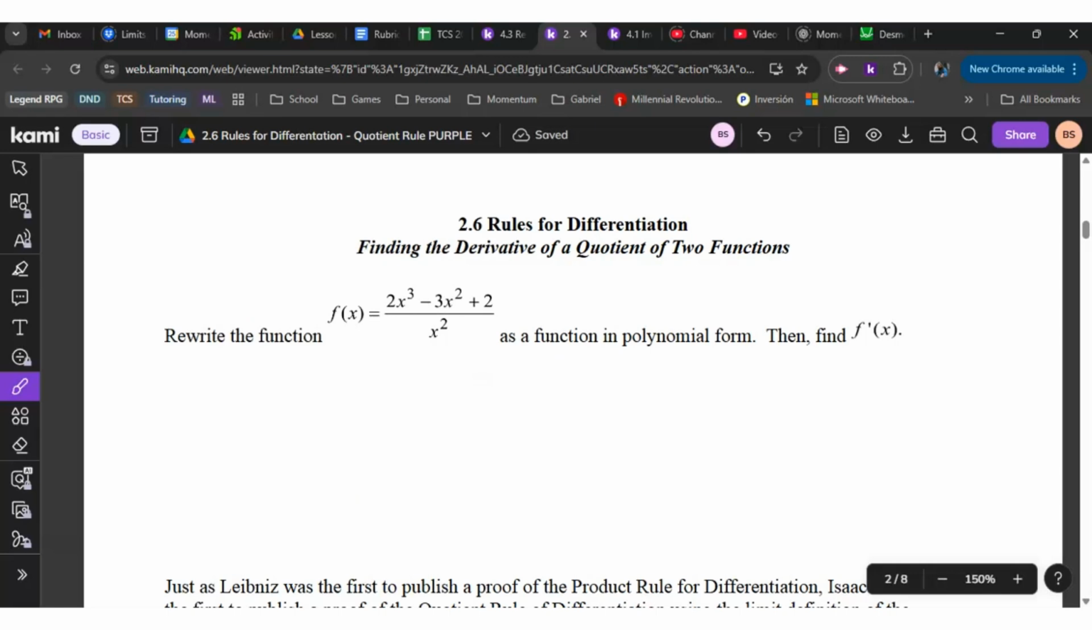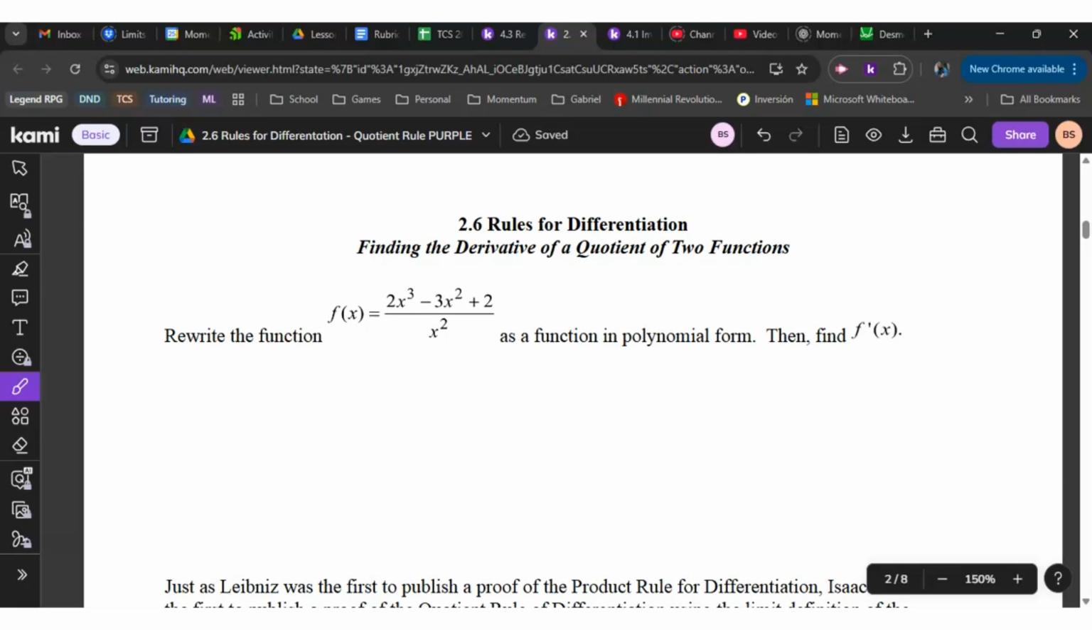All right, so now what we're going to do is a quotient rule, and just like last time, we're going to solve it 2 different ways. The first thing we're going to do is simplify it, make it look like a polynomial, which is the way we did it previously, so that we can just use power rule. Then after that, we're going to solve it using quotient rule, and I'm going to show you it's the same thing.